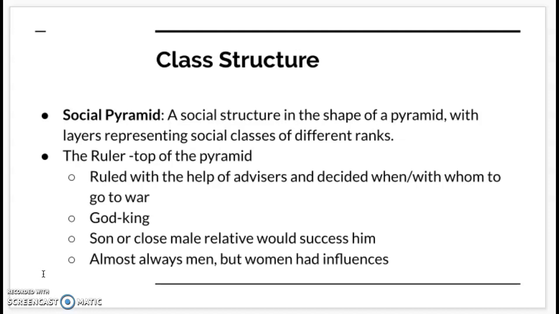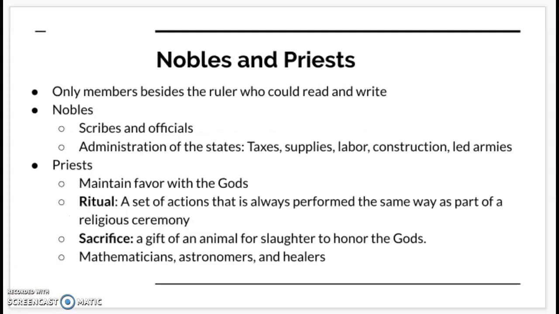Then, right underneath the ruler, he ruled with some help of advisors and decided when and with whom to go to war. He was considered a god king, so the Maya worshipped him like a god, so we'll talk more about their religion later. And then a son or a close male relative, if he did not have a son, would succeed the ruler. And the rulers were almost always men, but women still had some influences.